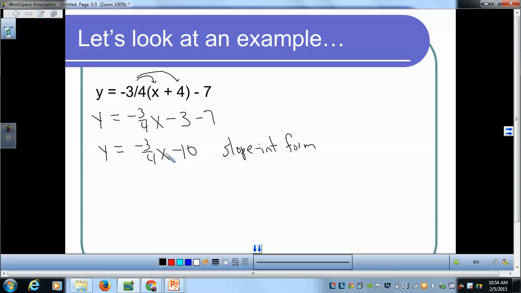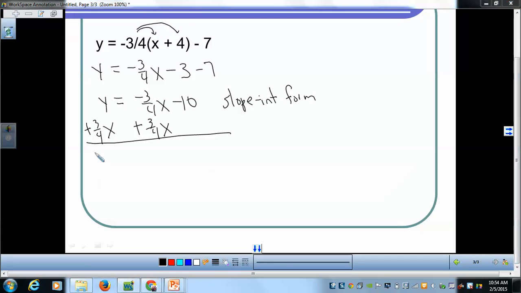is that the x term has to be on the left-hand side. So I have to add this 3/4 x to both sides of our equation here. Let me scroll a little bit so we can see a little better. So I get 3/4 x plus y equals negative 10.